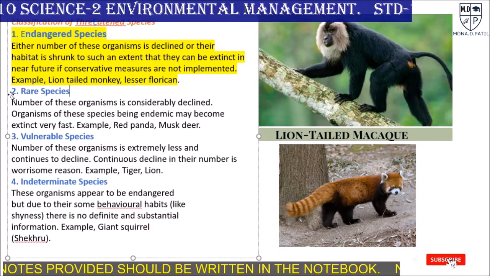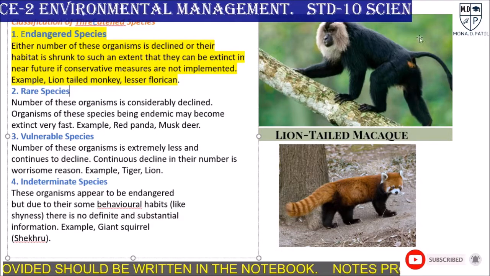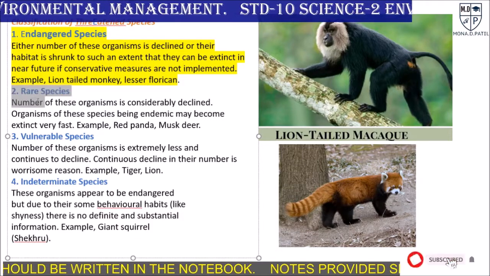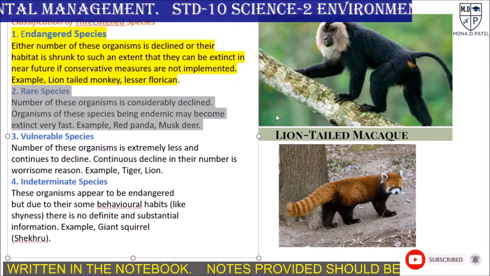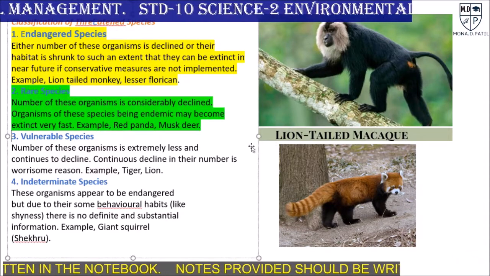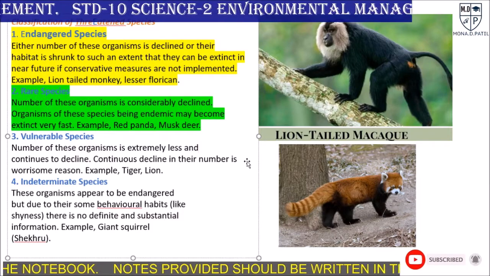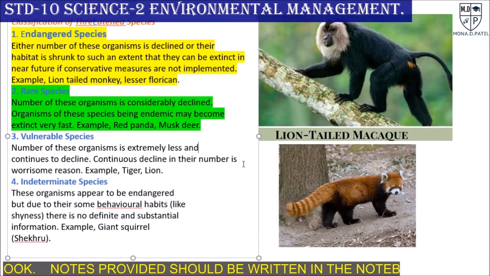So here you can see the picture of the lion-tailed monkey. Okay, here is written the name Macaca. Macaca is the scientific name of the monkey. Rare species: the number of this organism has considerably declined. Organisms of this species being endemic may become extinct very fast. For example, red panda and musk deer.